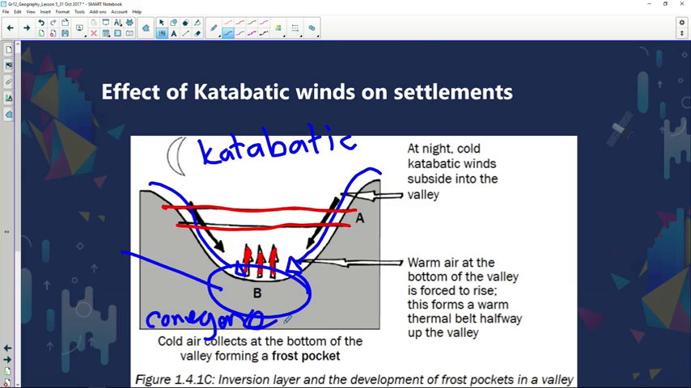As you can see, if you look over here at the valley, at night time the cold katabatic winds subside. It means it's sinking. The warm air in the bottom of the valley is being forced to rise. And then the thermal belt is being created. And this area over here is the thermal belt. Now this thermal belt creates the inversion layer.